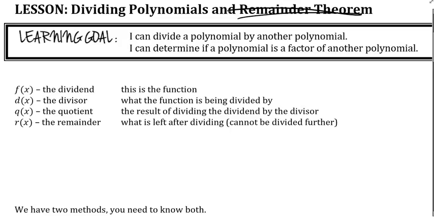The more important thing is that you know these words: the dividend, the divisor, the quotient, and the remainder. You have to know what those things mean. So f at x is the dividend. This is the function that we're starting with, like our original function. And then d at x would be the divisor, so what we're going to divide by. The quotient is the result, so that's what you get when you divide, right? And then r at x is the remainder, and that's what's left if you're asking about dividing evenly.